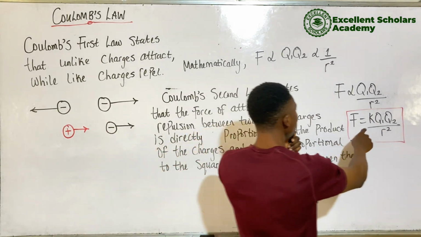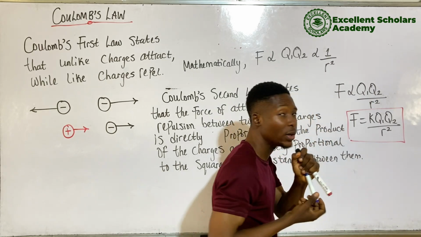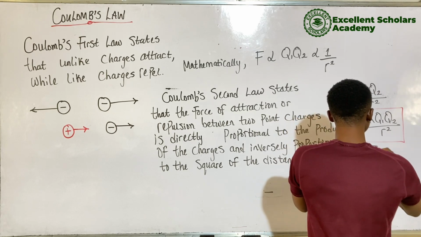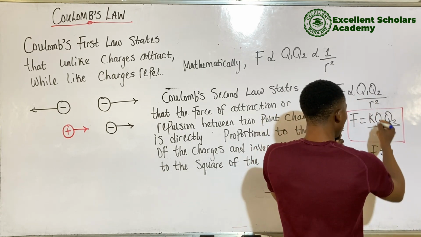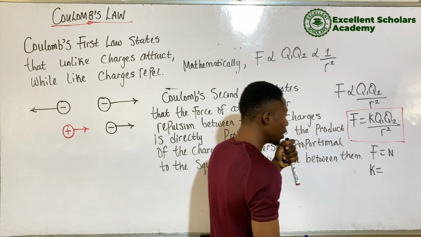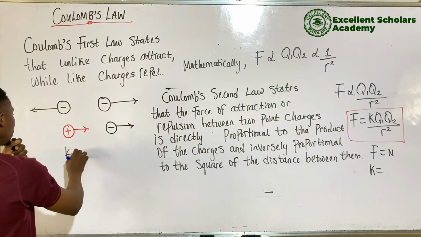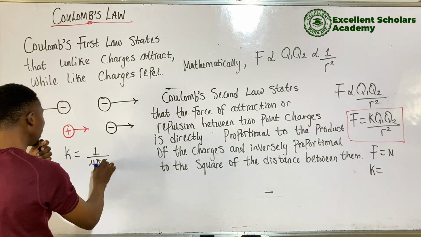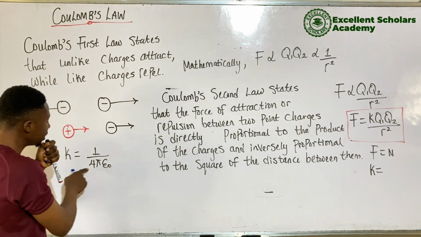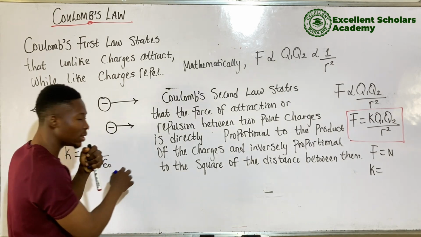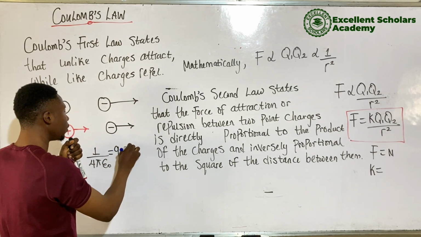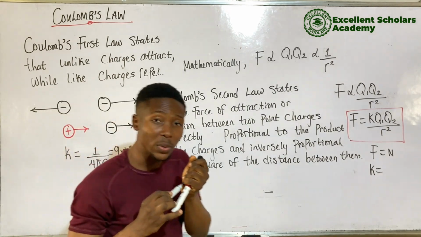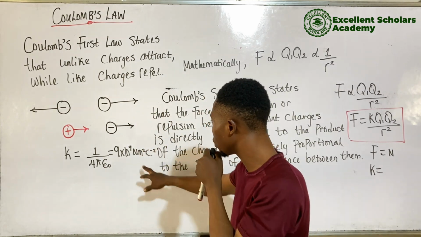So F is equal to k q1 q2 over r squared, where F, the force of attraction or repulsion, is measured in Newton. Now, k is the constant. k has a value of 1 over 4 pi epsilon naught. This is the constant, and it has a value of 9 times 10 to the power of 9 Newton meter squared per Coulomb squared.